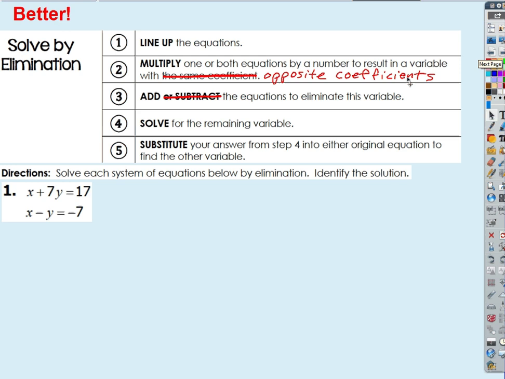Okay, so step 1, line up the equations. Now, what does that mean? Line up the equations means that all of the terms have to line up vertically.